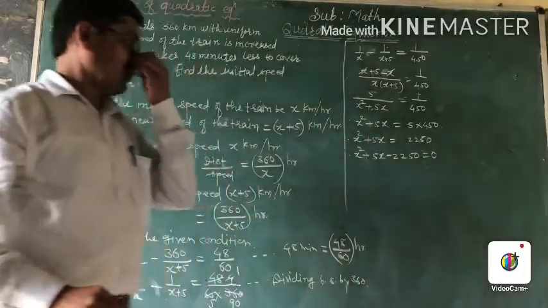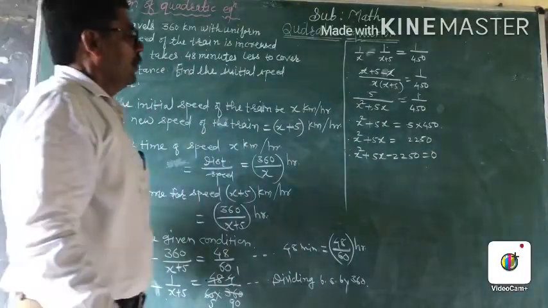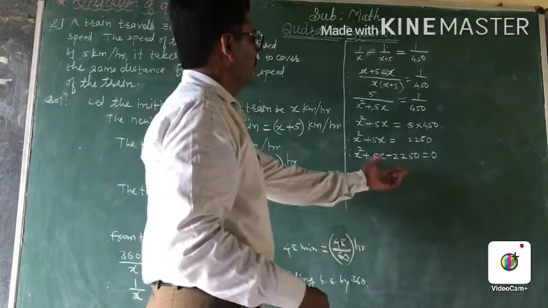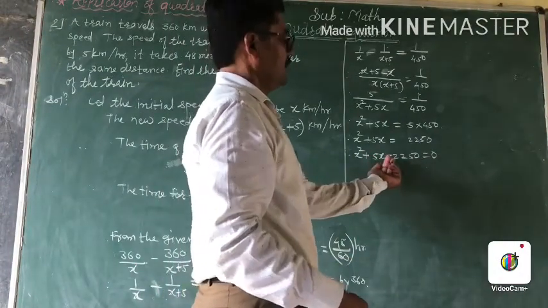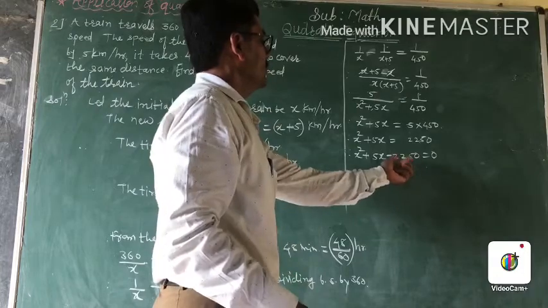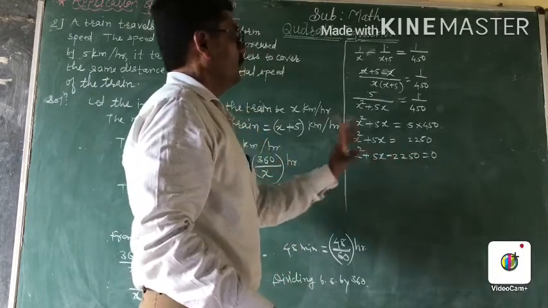You get this quadratic equation. Now find out the factors of this. Here is the minus, and therefore the difference of the two factors of this number is 5.